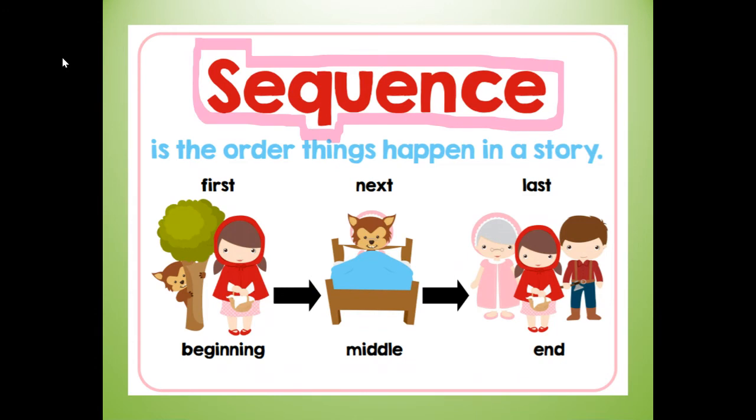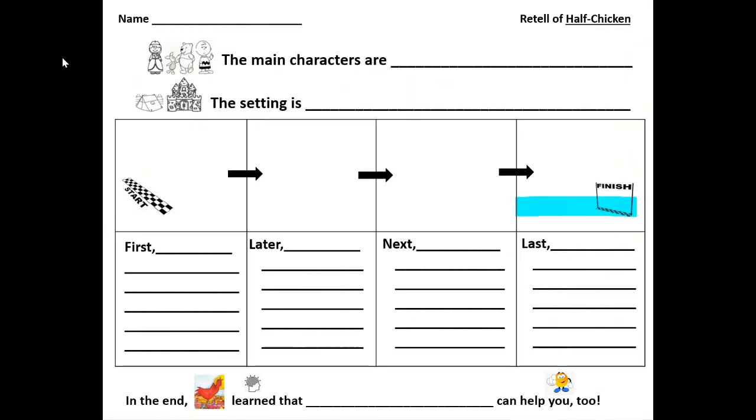Sequence. What is a sequence? Sequence is the order things happen in a story, saying what happened first, next, and last. You're going to write those sequence words in your retell. First means the beginning, next may mean the middle, and last may mean the end. So now you're going to retell Half Chicken, and you're going to retell it orally first.